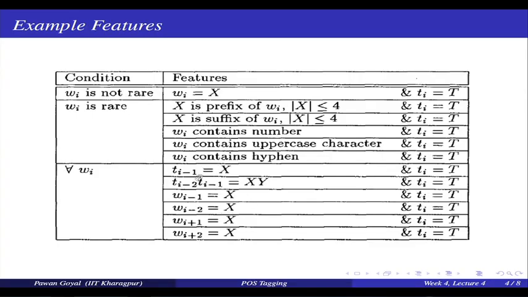Now he uses some other features for all the words. So what are the features? The previous tag is x and the current tag is t. So a very generic feature, right? The previous two tags are x and y, and the current tag is t. The previous word is x and the current tag is t. Then similarly for the next word and next words.